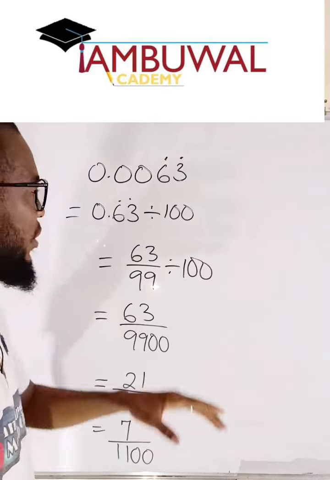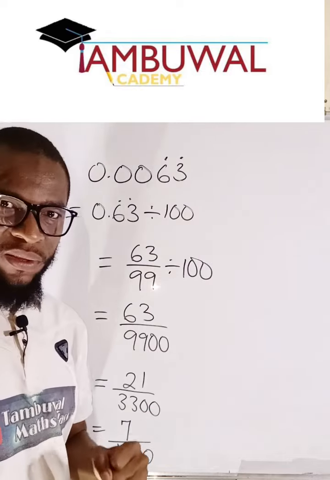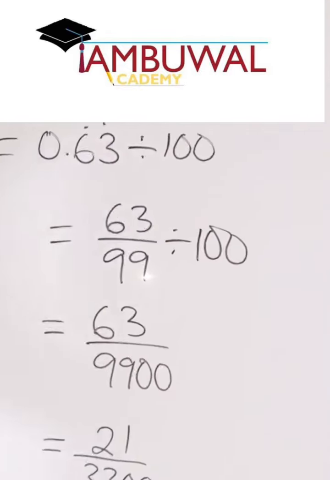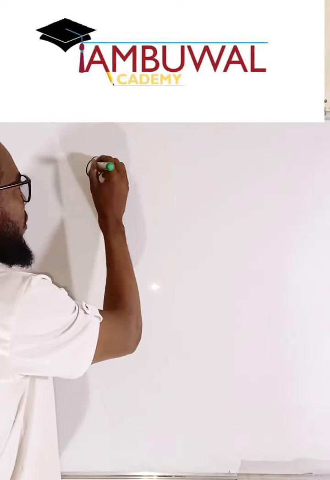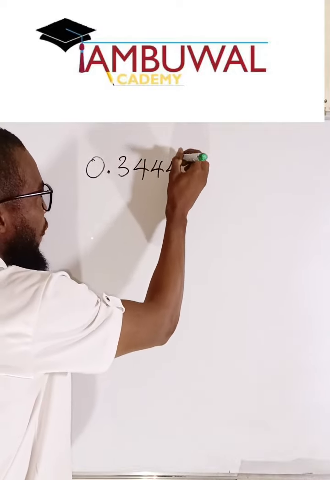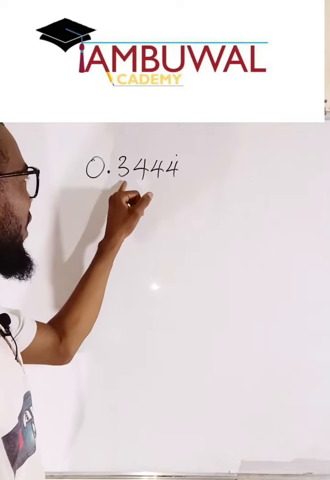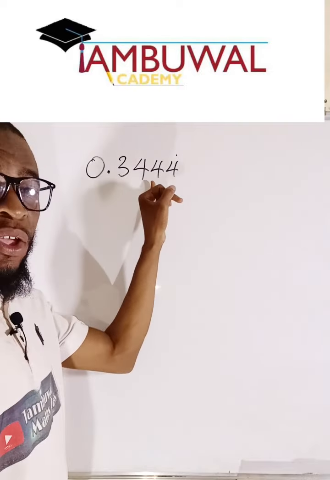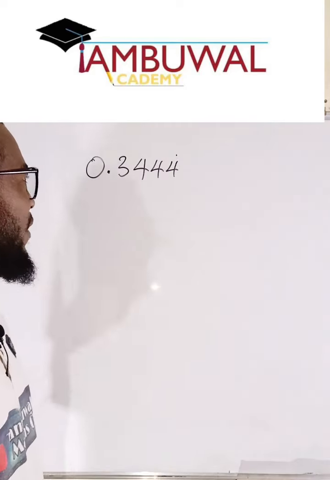But the question is, what if we have other numbers here apart from 0, 0? Let's find out. For example, suppose we have a number 0.3444444 in that order. You see we have a digit 3 before the recurring digits. So how can we combat this?